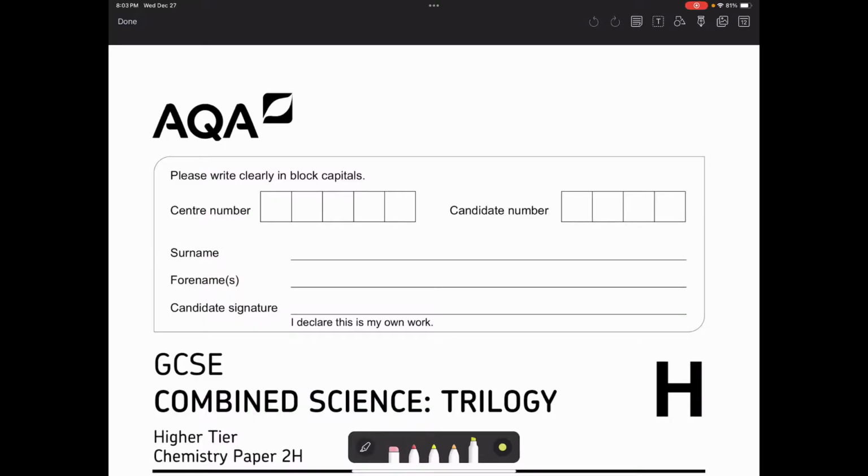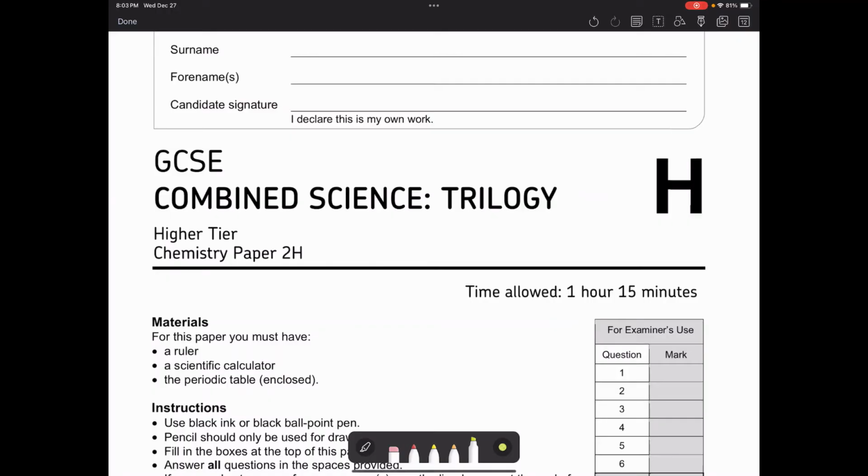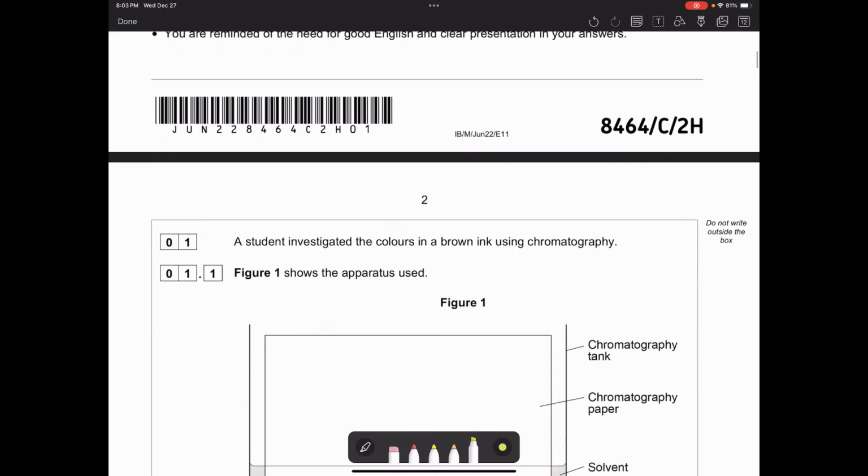Okay everyone, so this is going to be a GCSE Combined Science Trilogy higher tier past paper walkthrough for Chemistry Paper 2. And this was the paper that was sat in June 22. So I'm going to go through it and model it how I would have done it. And the link to the past paper and the mark scheme is in the description.